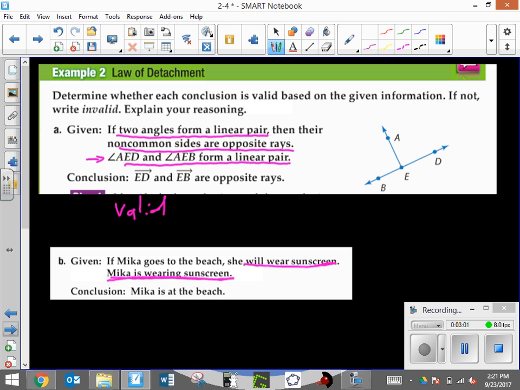And then they want to switch it and say that Micah is at the beach. Well, am I just wearing sunscreen when I'm at the beach? The answer is no. I can be wearing sunscreen anytime that I go outside for long extended periods of time. So we're going to call this one invalid. That's an invalid conclusion that we can draw from this. It's not going to work.